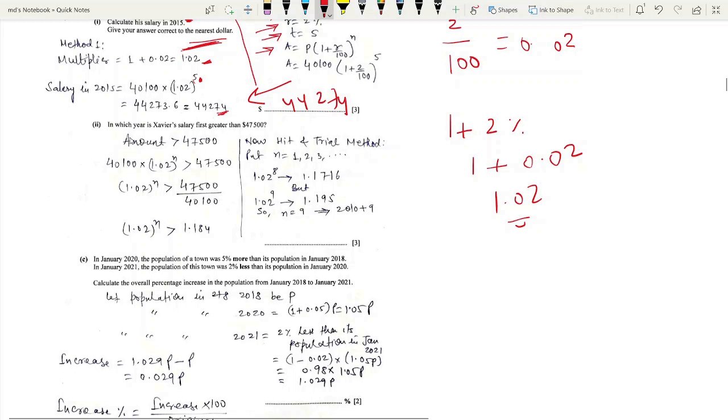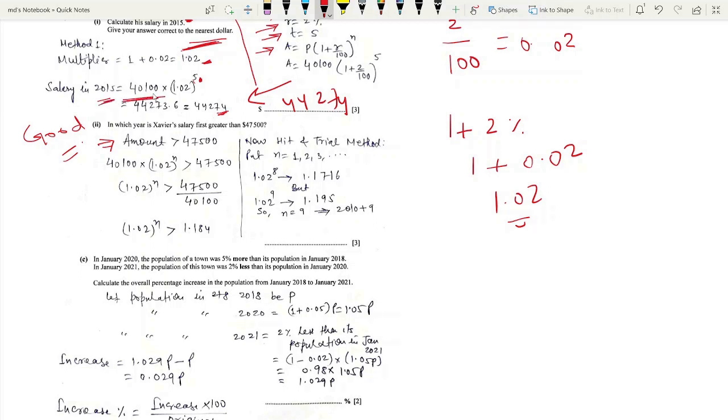Okay, second part. In which year is Xavier's salary first greater than 47,500? This is really a very good question. Please try to understand this. So this time they are telling in which year Xavier's salary is first greater than 47,500. So ultimately the amount is increasing, and it is greater than 47,500, right? So I will use this multiplier method. This is easy. Multiplier method.